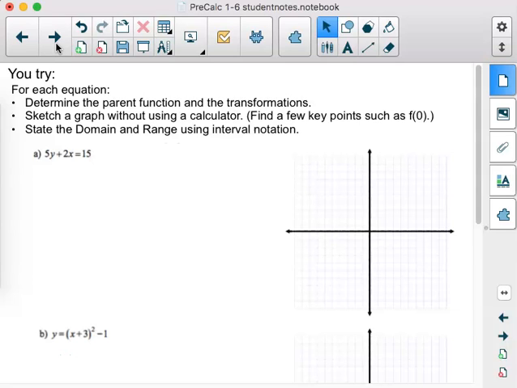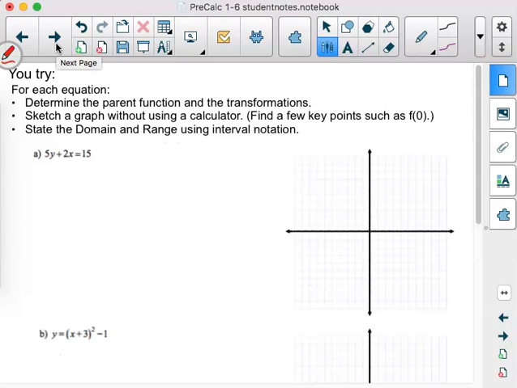So we've got a bunch of u tries here to go through, and some of these are going to be pretty basic, but some of them get pretty involved. So for each equation, determine the parent function, that's huge, and the transformations. Sketch a graph without using a calculator. Find a few key points, such as, put 0 in and see what you get. And then state the domain and range using interval notation. So we've got pieces here that we want to make sure we don't forget.